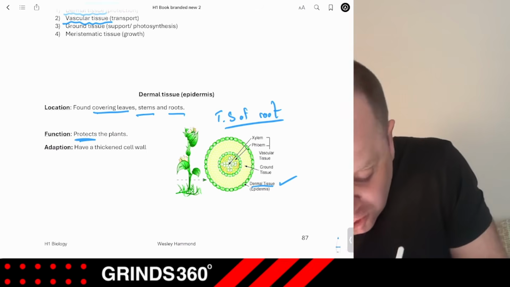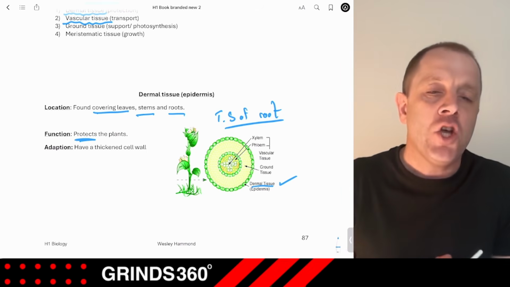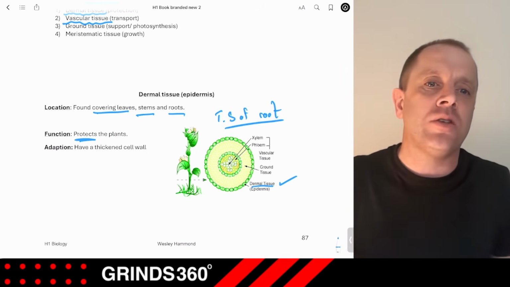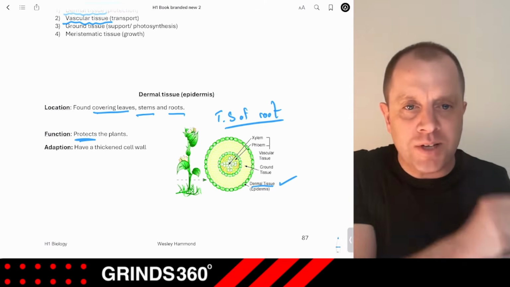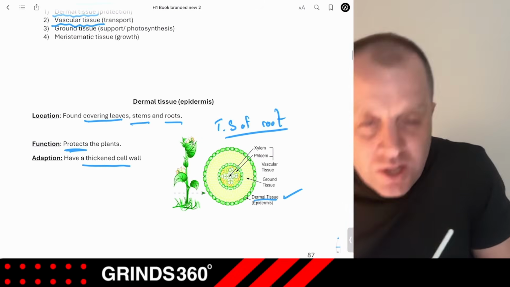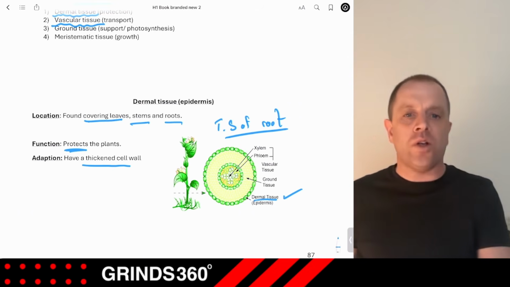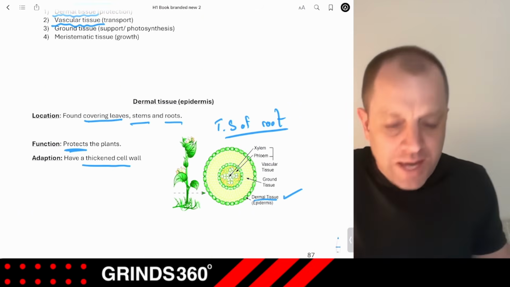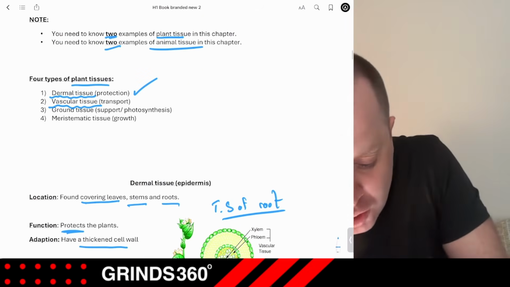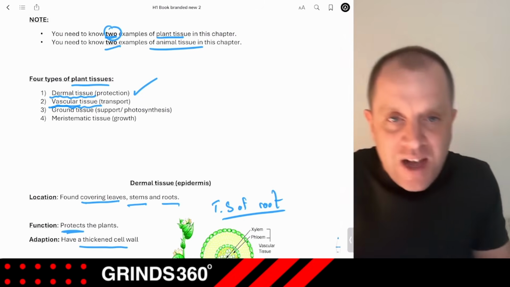Now, what's its function? It protects the plant. You then need to be able to give an adaptation. How is the dermal tissue adapted to protect the plant? It has thicker cell walls. The cells in that tissue have thicker cell walls to help with protection. So that's the first one. Remember, we have to name two. So then we're going to go for vascular tissue.